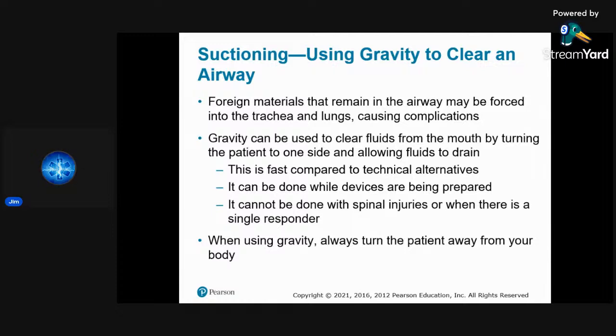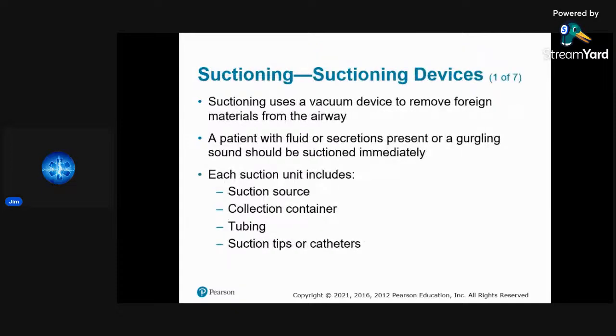When we use gravity, always turn the patient's airway away from your body. You don't want that stuff on you, so you turn it away. Suction devices use vacuum to remove foreign material from the airway. A patient with fluid or secretions, or who starts making gurgling sounds, has to be suctioned immediately. Each suction unit will include a suction source, a collection container, tubing, and suction tips or catheters.